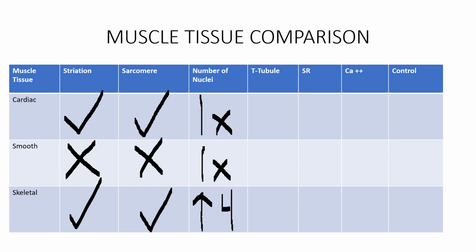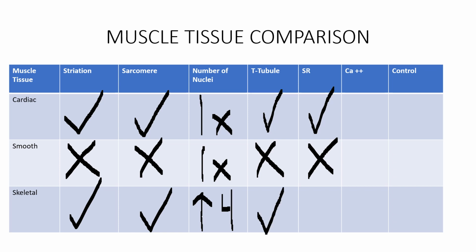Okay, with cardiac muscle, we do have T-tubules, and therefore we do have a sarcoplasmic reticulum, but it's not as developed. I'll put a check mark though, but it is there. It's just not as developed as skeletal. For smooth muscle purposes, no T-tubules, and the sarcoplasmic reticulum really doesn't do what we talked about in this chapter, so I'll put an X there. Skeletal, of course, T-tubules with the triad, and definite sarcoplasmic reticulum.